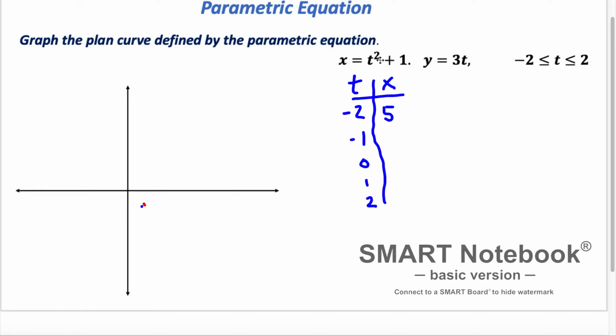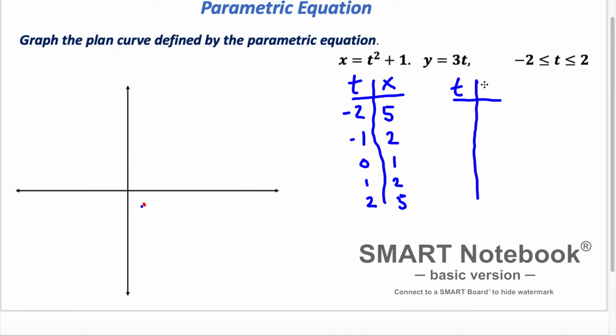If t is -1, the square is 1, plus 1 is 2. If t is 0, 0 plus 1 is 1. If t is 1, 1 squared is 1, plus 1 is 2. And if t is 2, 2 squared is 4, plus 1 is 5. Okay, so these are the values.